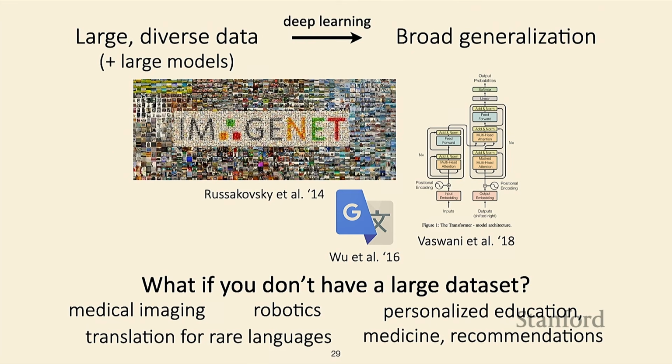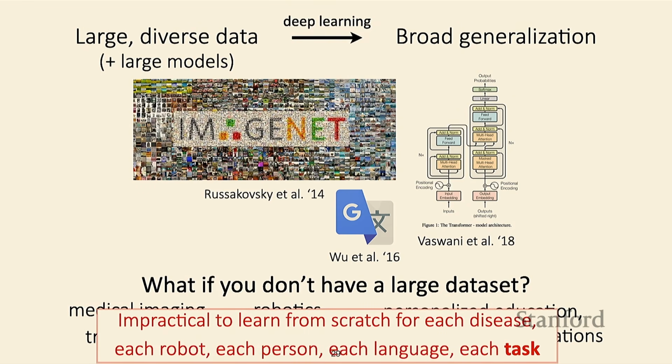There are scenarios like medical imaging where there are privacy concerns with sharing lots of data, or robotics where we don't have Wikipedia for robotics, or things like personalized education or translation for rare languages, where we don't have a large data set already sitting on the internet, and it would be very expensive and costly to try to collect a large data set. And so these are the scenarios where this kind of recipe will start to break down. It's impractical to learn from scratch for each of these different circumstances, like for each rare disease, or for each robot, or for each person, or each language.